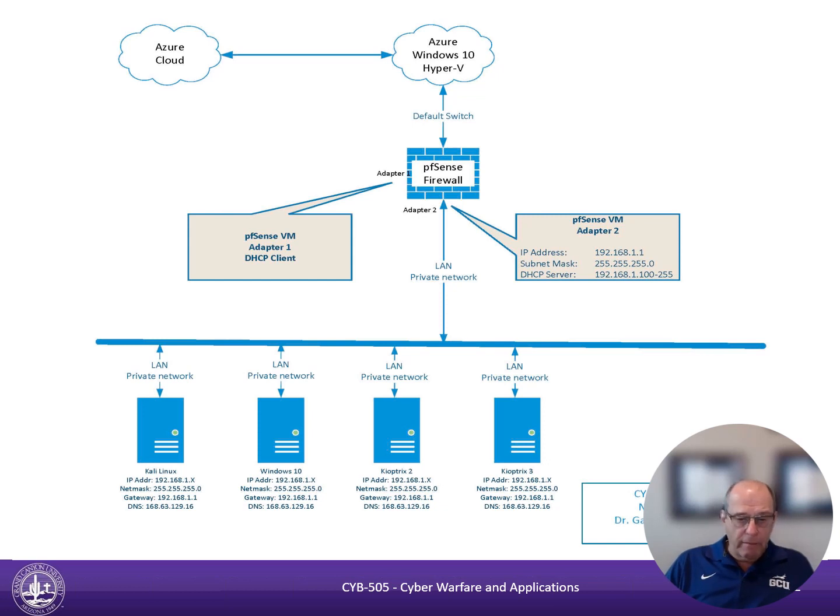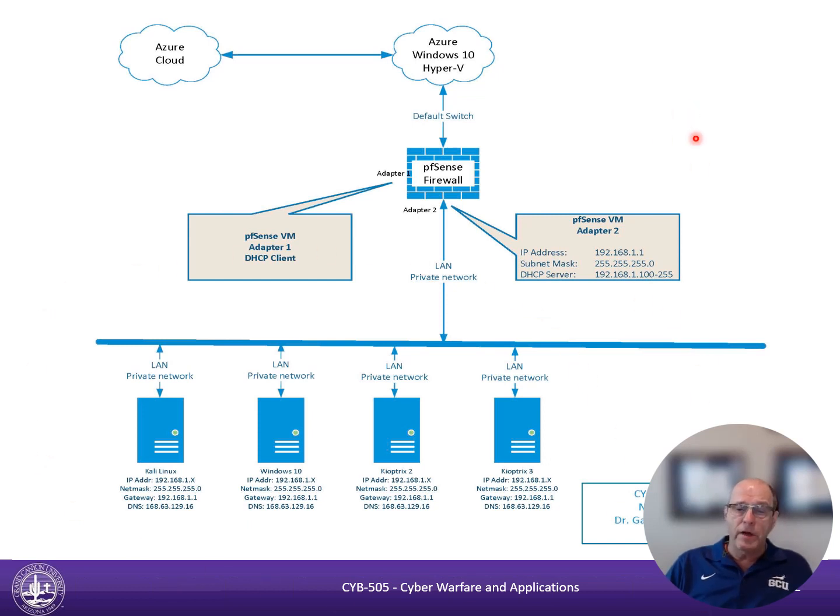Here we have, let me get my little pointer here. Here we have what your virtualized environment's network will look like. You have the Azure cloud in which your Windows 10 machine is located, and you'll connect to that from your laptop or desktop, whatever you're using. Then there'll be a pfSense firewall. Now this firewall is really not being used for any of the assignments. It's here to supply a private network for you.